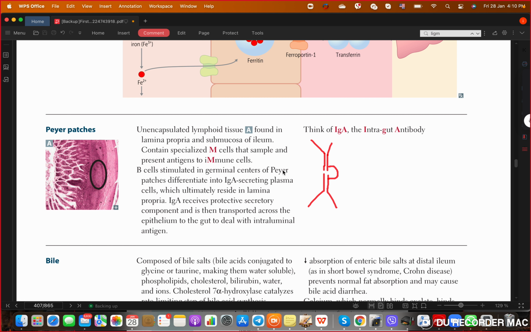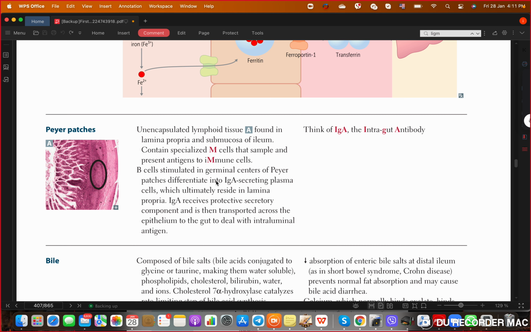It needs to be released from the Peyer's patches. Remember where we have IgA normally? IgA is in the respiratory and the GI epithelium surfaces, absolutely. To be secreted, it needs something called secretory protein, okay? It just covers it and helps it to get out. So B cells are stimulated in the germinal center of the Peyer's patches, differentiate into IgA secreting plasma cells, which ultimately reside inside of the lamina propria, okay?